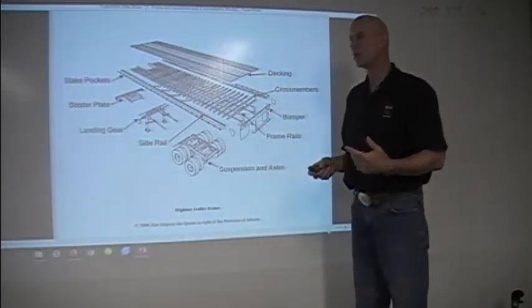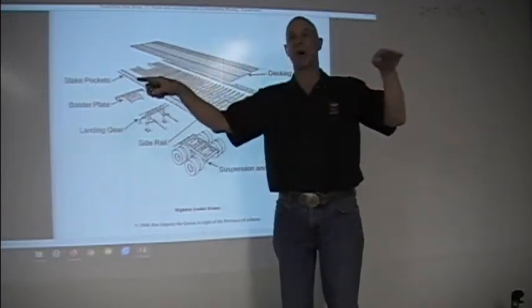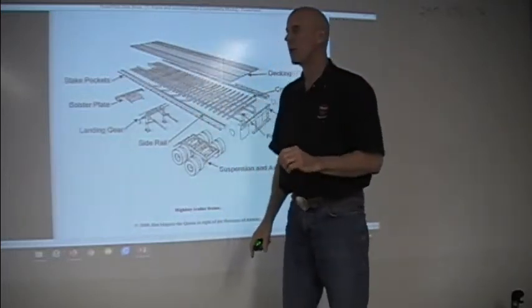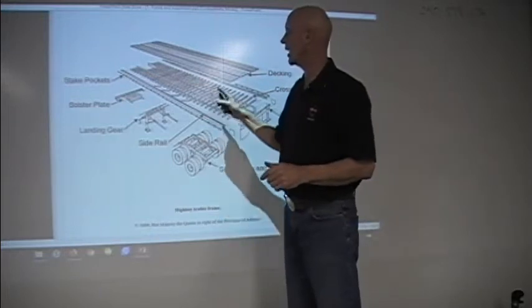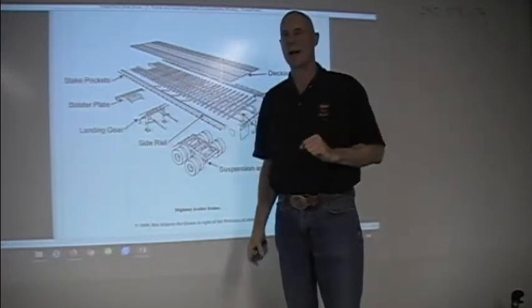So if you've ever noticed a brand new trailer, you'll see it's got a big arc in it. And when they make the trailers, they arc them, so as soon as they put weight on them, they'll go flat.